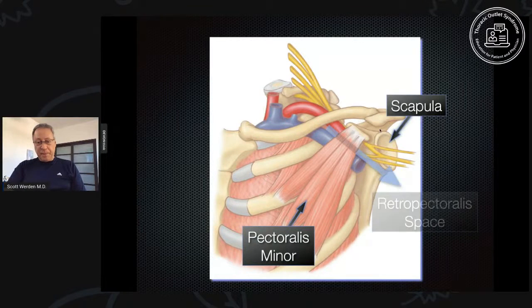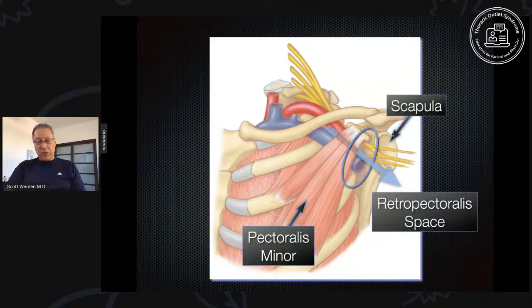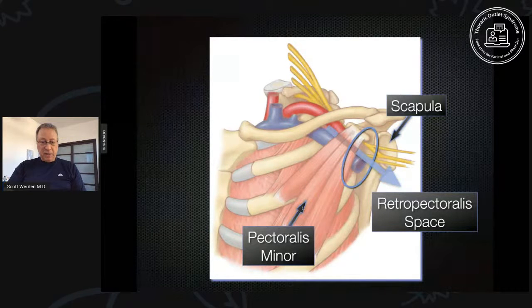The pectoralis minor attaches to the shoulder blade or scapula. And now we see what's called the retropectoralis space. Again, this is the pectoralis minor. Behind it is the retropectoralis space. And all three structures pass through this.